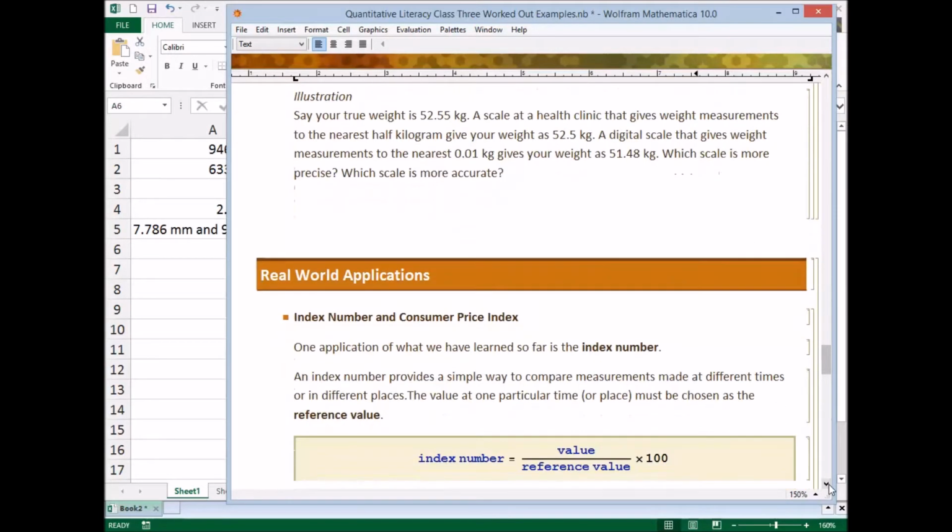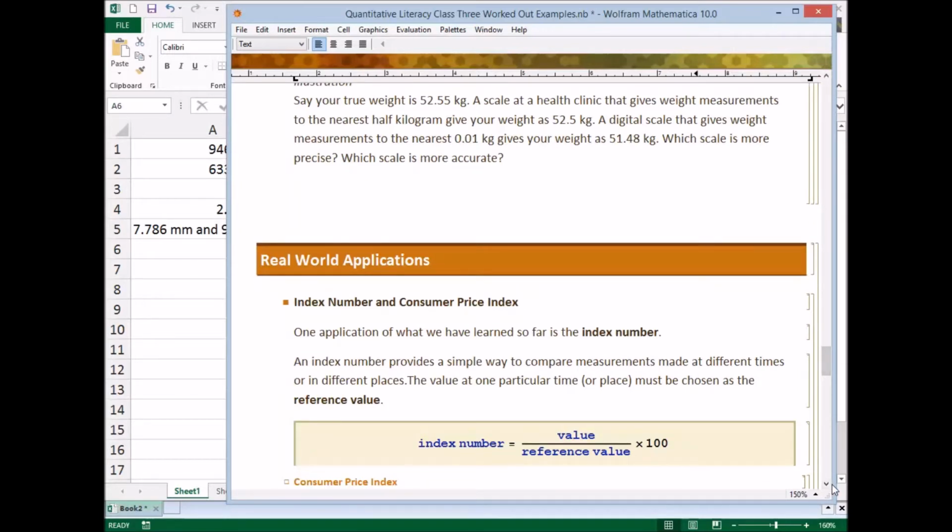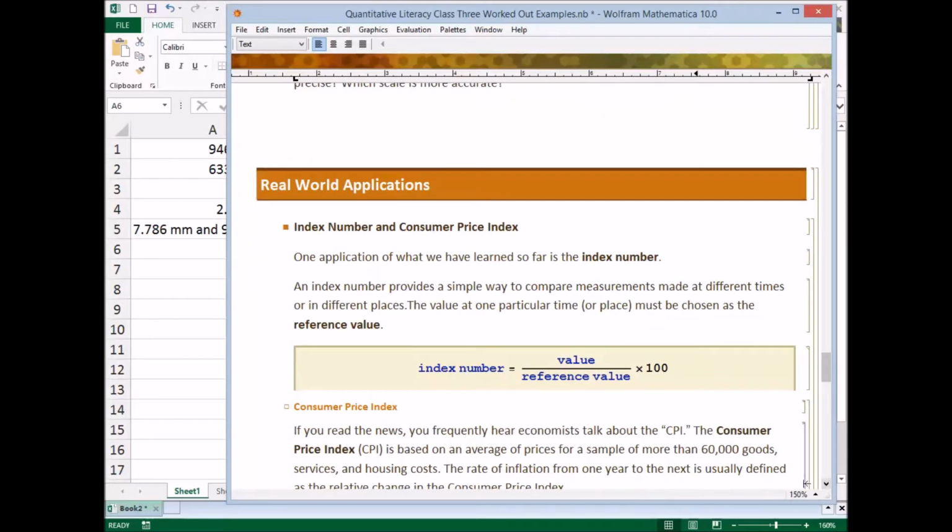So one of the real world applications with percentages is index number, and more importantly, the consumer price index number. So the index number is calculated by this formula. Value divided by the reference number times 100 to make it a percentage. So let's take a look at one example of consumer price index.